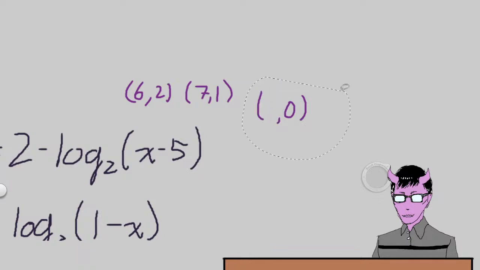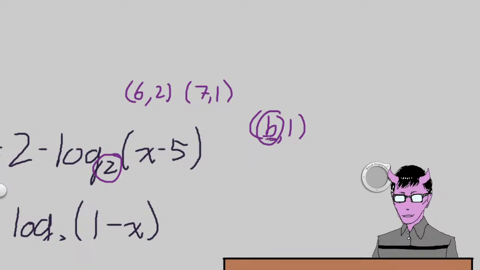Oh, b comma 1, I'm sorry. B comma 1. So this one is dependent on the base of the log. I think b stands for base of the log. So in this case, it's arbitrarily 2. So this one will be 2 comma 1. So this is the standard anchor point for the standard parent function that's just log base 2 of x.